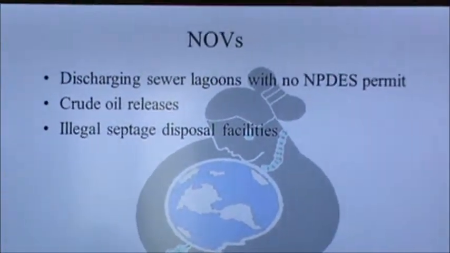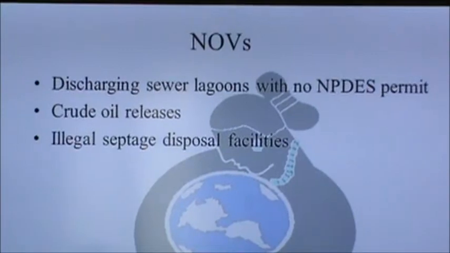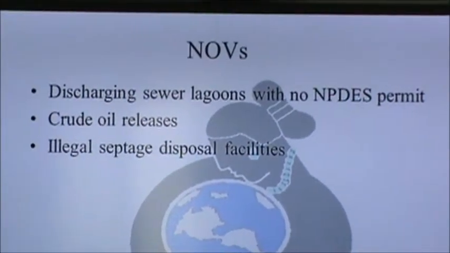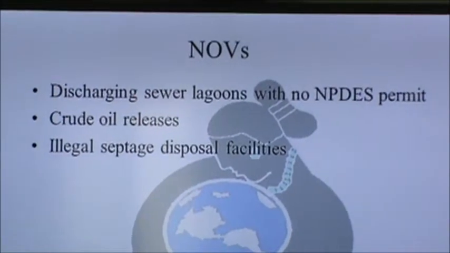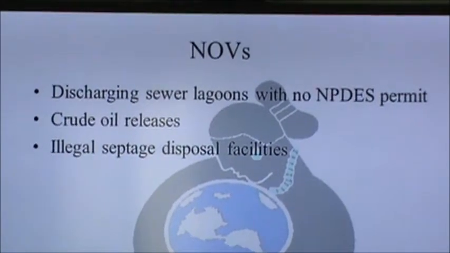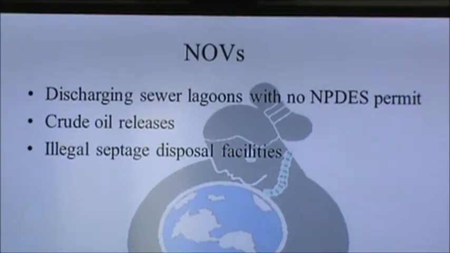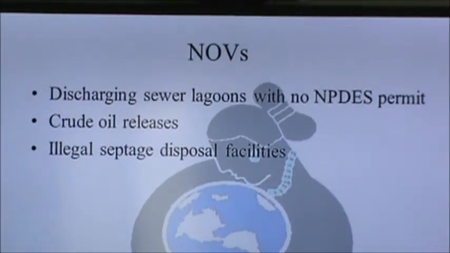We issued notices of violation, examples of which are, again, sewer lagoons that weren't designed to discharge, but they are discharging, or again, releases of crude oil, and again, dealing with septic tank waste.